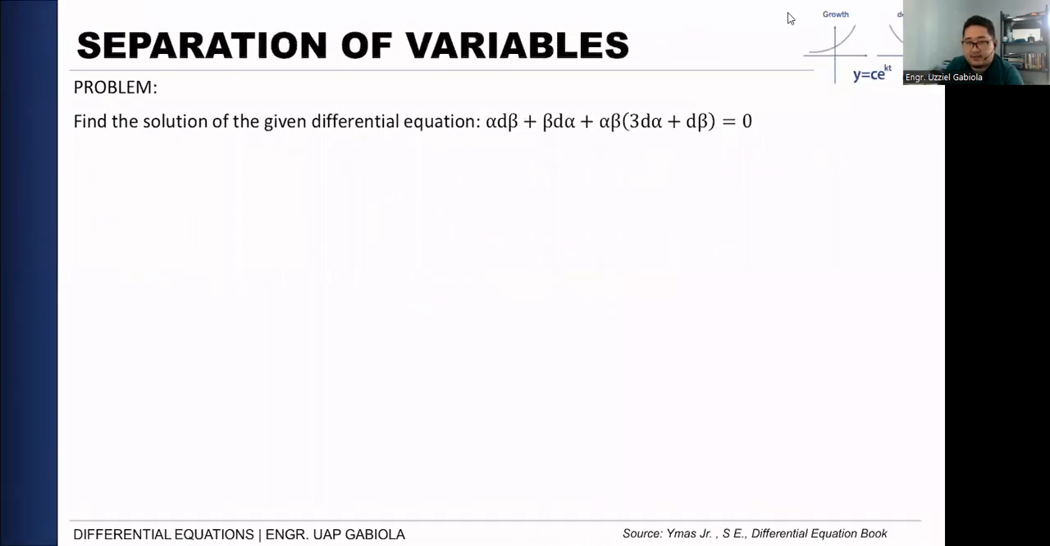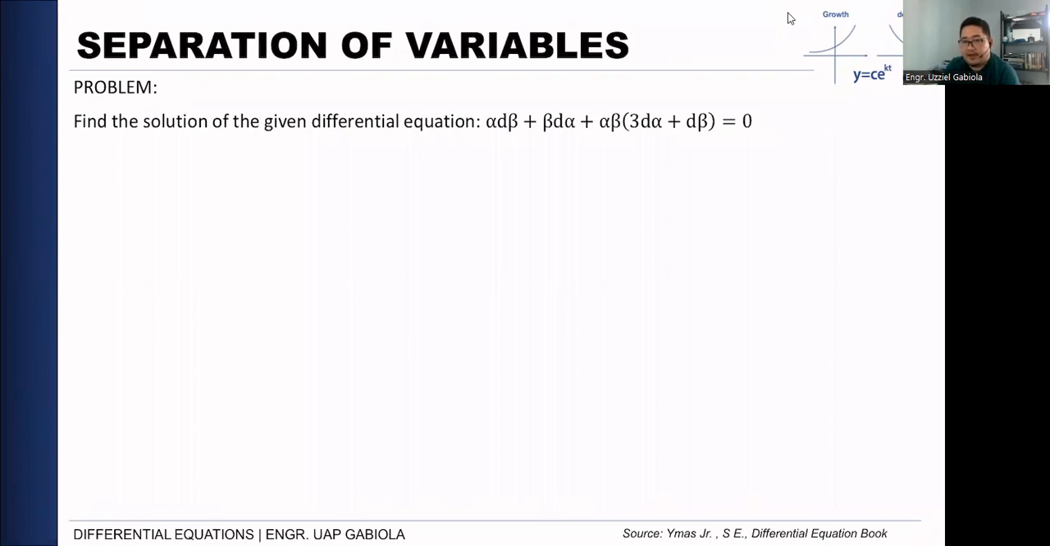Ayan, so medyo iniba natin yung form ng variable natin. Pero same pa din yan. Ginawa lang natin alpha at beta. So we have alpha d beta plus beta d alpha plus alpha beta times 3d alpha plus d beta. Okay, it's equals to 0.